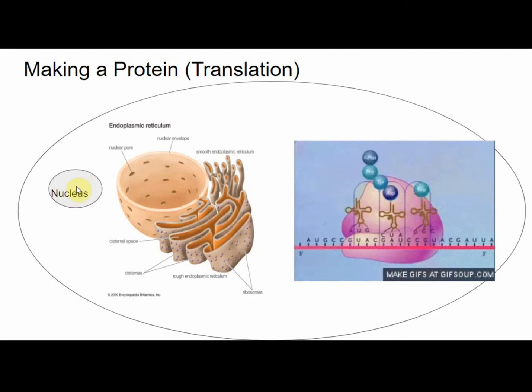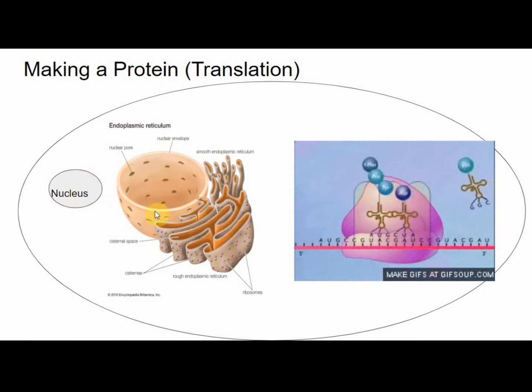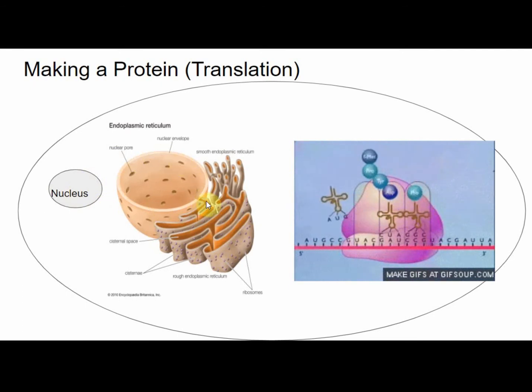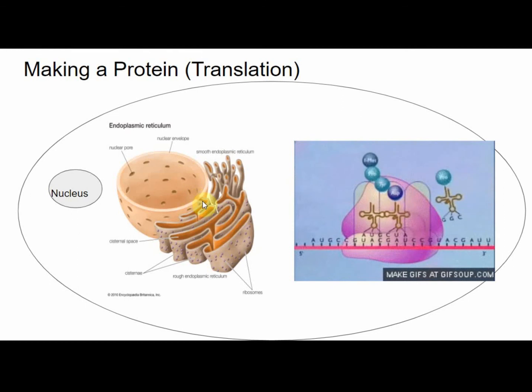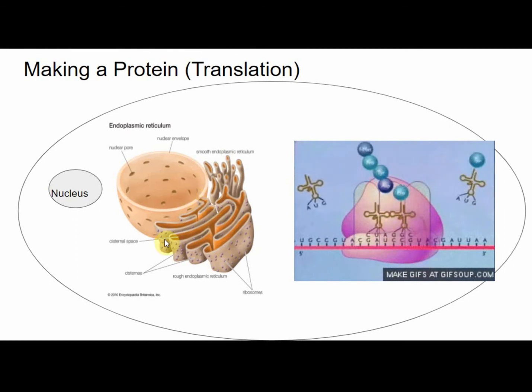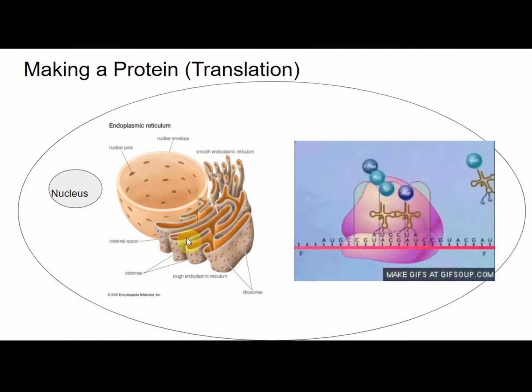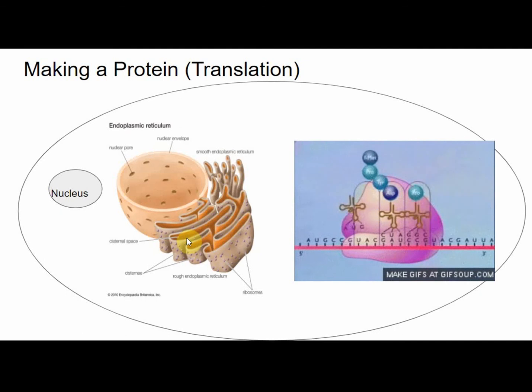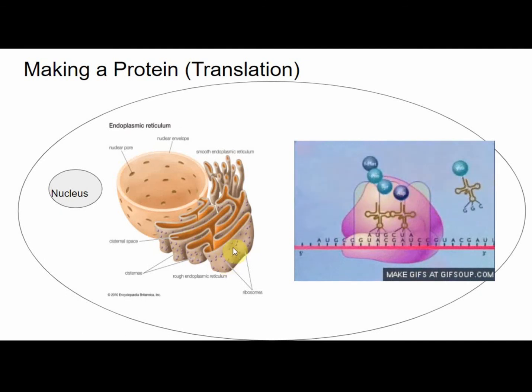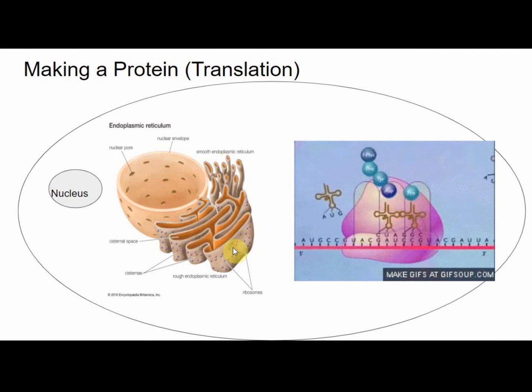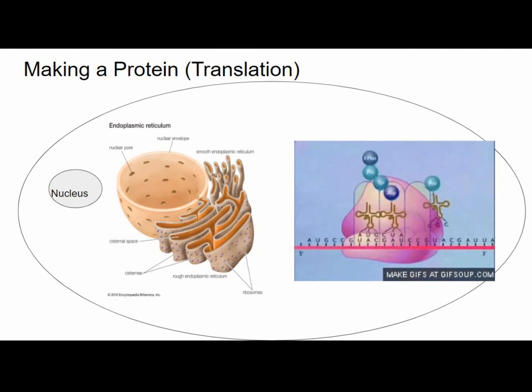When that messenger RNA strand is made, it actually leaves the nucleus. If this is your nucleus right here, you can see that there are pores in it. The pores allow that messenger RNA strand to land on the rough endoplasmic reticulum, which you can see is holding ribosomes. That rough endoplasmic reticulum is your actual kitchen. It's where the protein will be made.